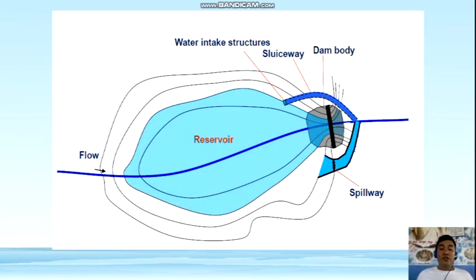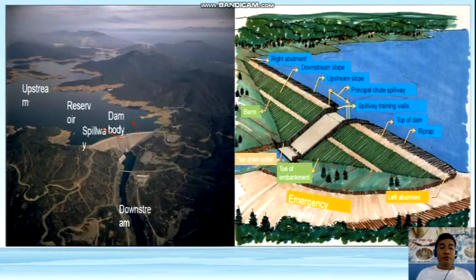This picture is an illustration of the whole dam and its reservoir. It consists of the flow, sluiceway, dam body, water intake structures, and the spillway. And this is an example of a dam.